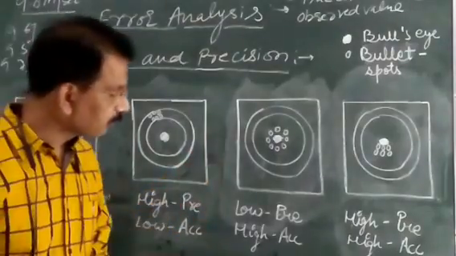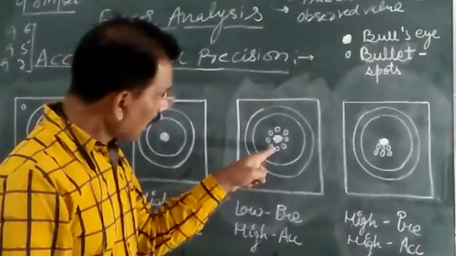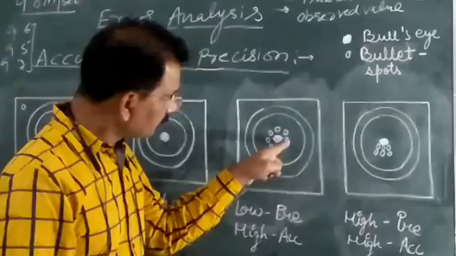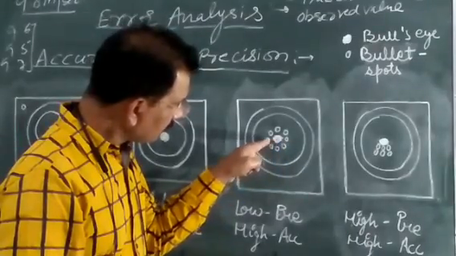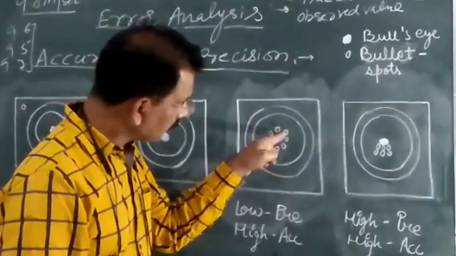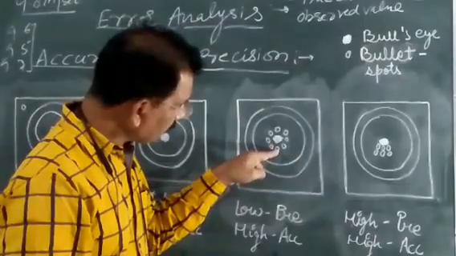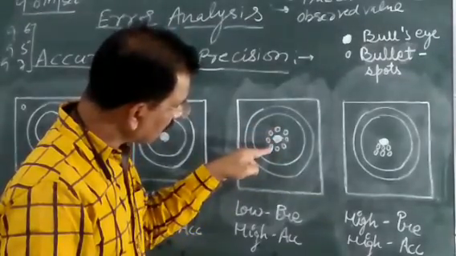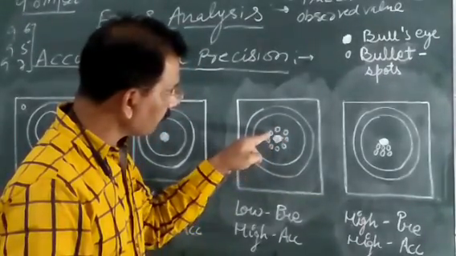In the third diagram you see all these are close to the target, close to the target. But this attempt is far from this one, this attempt is far from this one, this attempt is far from this one.